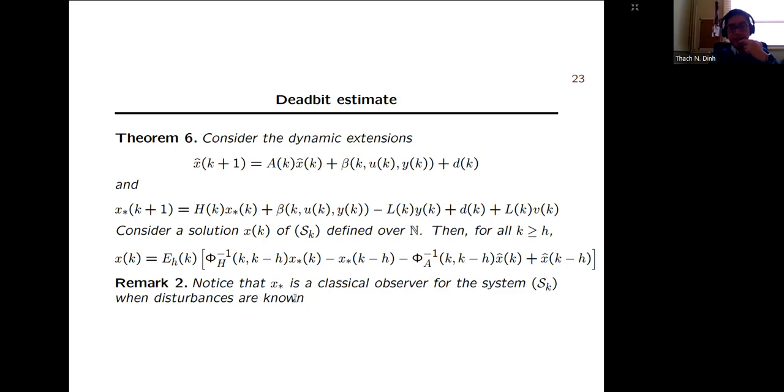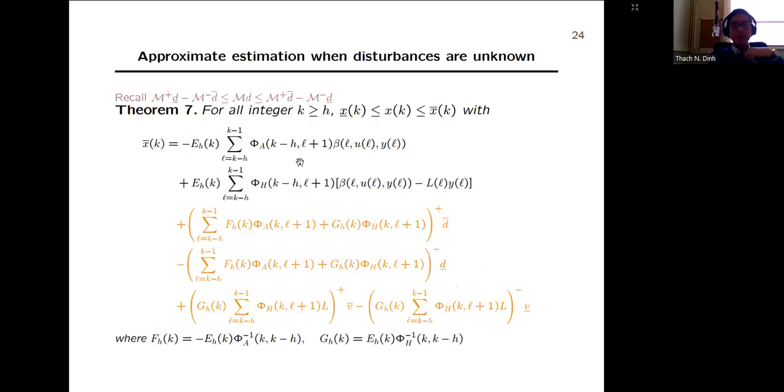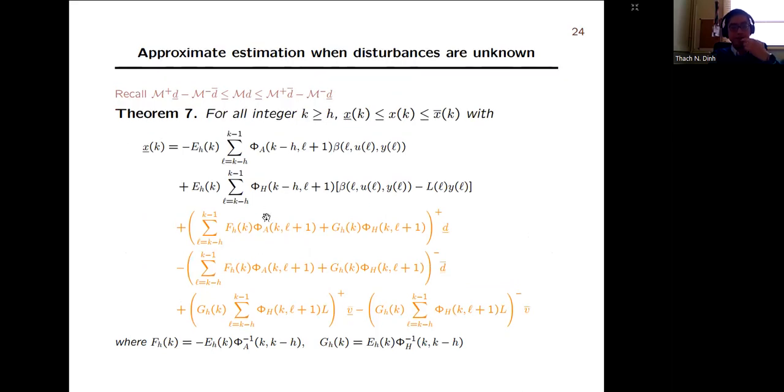So we notice that X star is a classical observer for the discrete time varying systems. Similarly, we just need to keep the exact estimate without uncertainty, and we add the upper bound and the lower bound of the uncertainty part. We can obtain upper bound and lower bound for the real state of the system by using the D-Fermat inequality.